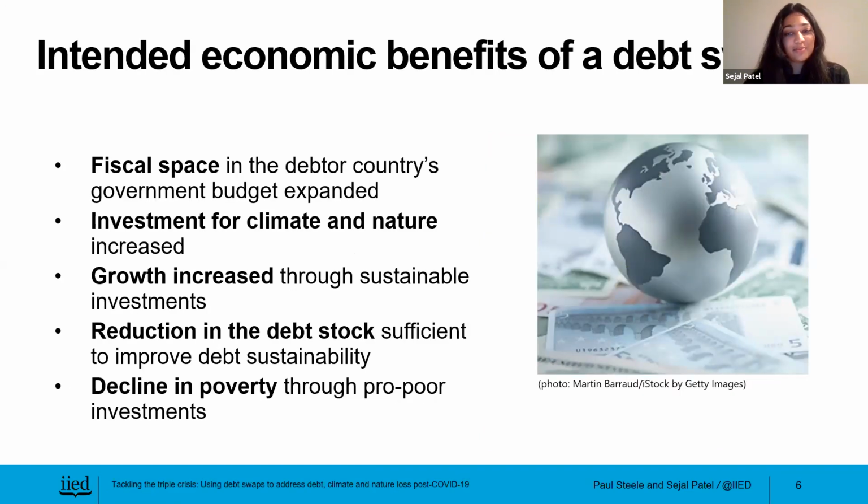And there are a number of ways in which debt for climate and nature swaps can provide benefits. A swap can increase fiscal space in the debtor country's government budget, which is particularly important at the moment as many government budgets will be stretched with increases in health and social safety spending. Swaps can also be a mechanism for helping increase and earmark investments for nature and climate activities. They can also support growth through sustainable investments. They can reduce the debt stock sufficiently enough to improve long-term debt sustainability, and they can help reduce poverty through pro-poor investments.